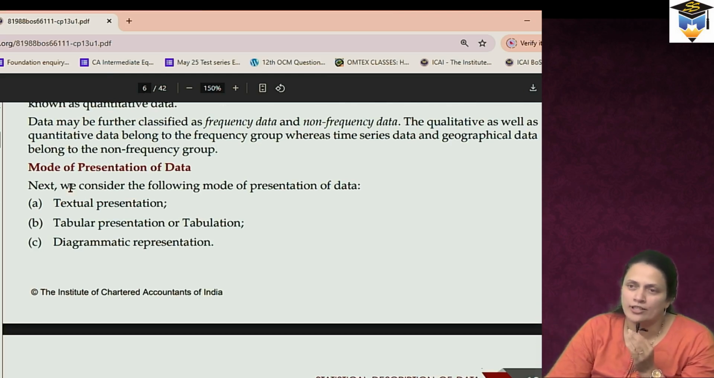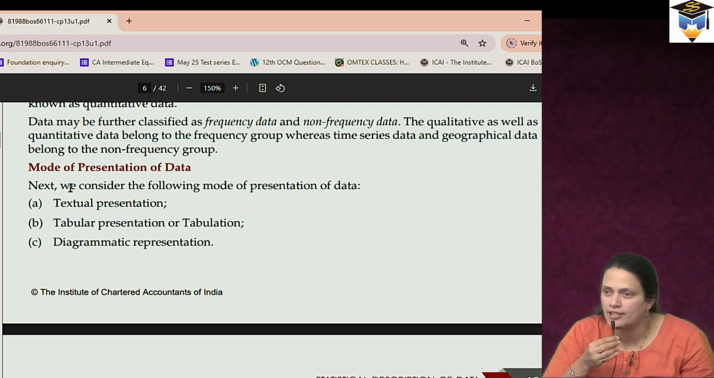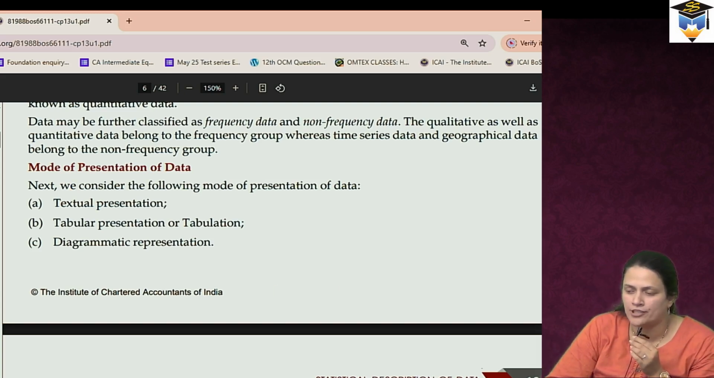First is the textual representation. So now whatever I am showing you on the board, is it textual representation? Yes. Next is a tabular representation.